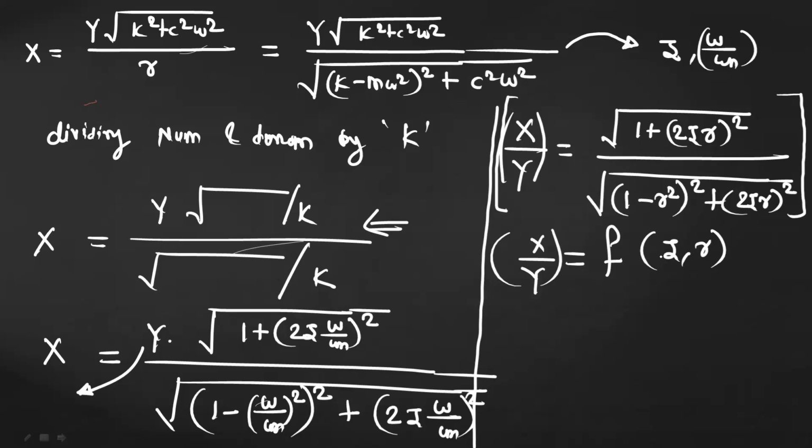So we have the characteristic curve, which is transmissibility versus frequency ratio. You can note down this final equation. This complete derivation is given in your notes. You can refer to it afterwards.